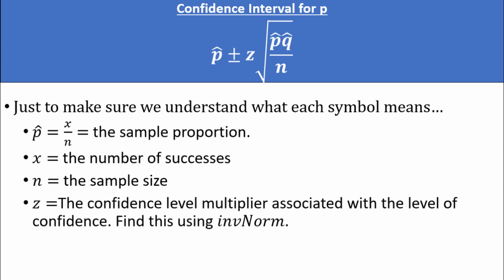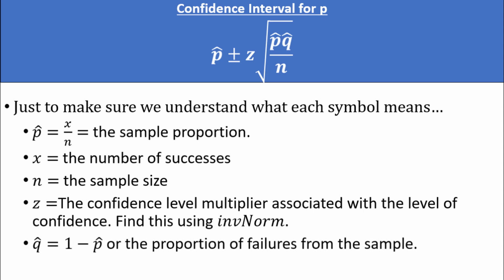Z is the confidence level multiplier associated with the level of confidence, which can be found in a variety of ways. We will use the inverse norm function from the TI-84 calculator to calculate the z-score in this video. Q hat is equal to 1 minus p hat, and is the proportion of failures from the sample.